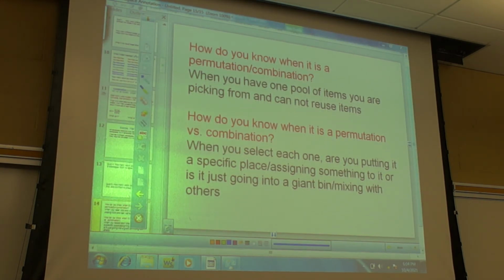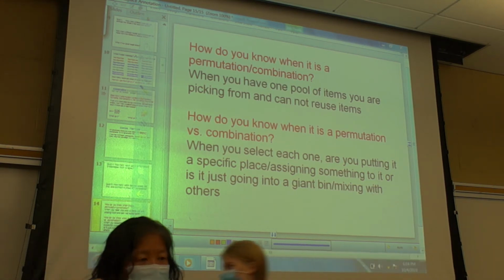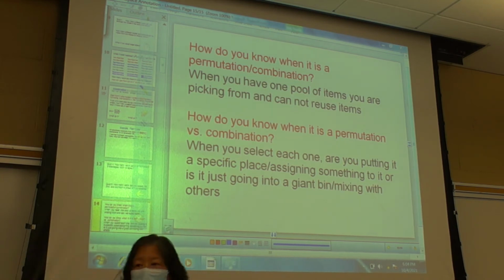Alright, how do you know when it's a permutation and combination? That's the hard part. So, you know it's a permutation and combination when you have one pool of items and you can't reuse them. So, this is different.